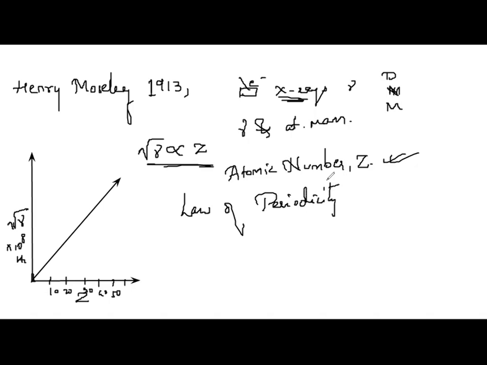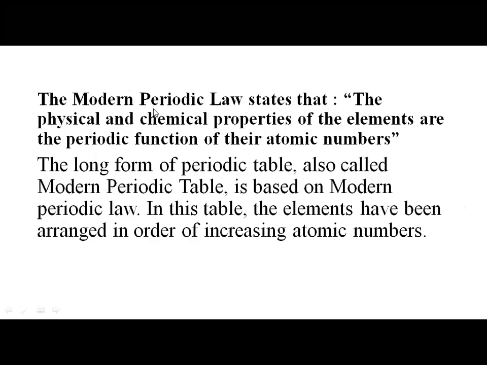Yes, and he commonly called it the modern periodic law. He called it the modern periodic law because it was not the work of only Henry Moseley, and his co-workers who had also contributed to this explanation, to this theory. So it was called the modern periodic law. And this law states that the physical and chemical properties of the elements are periodic functions of their atomic numbers.